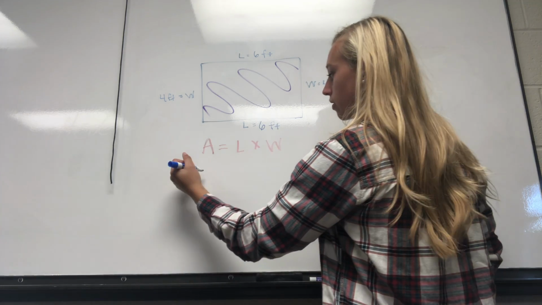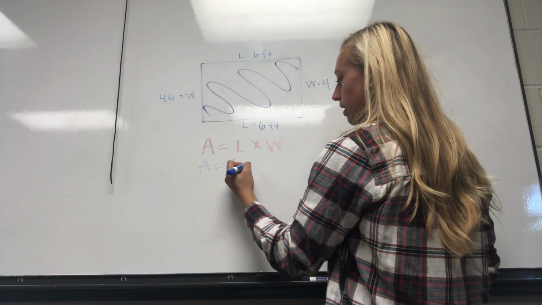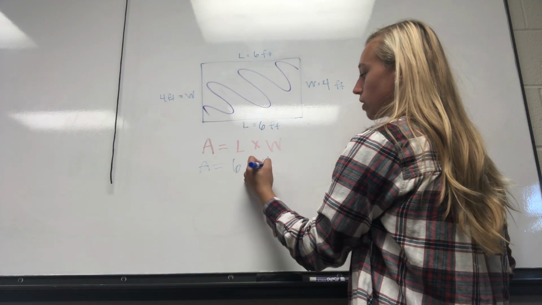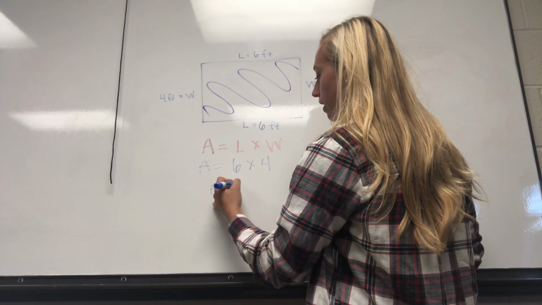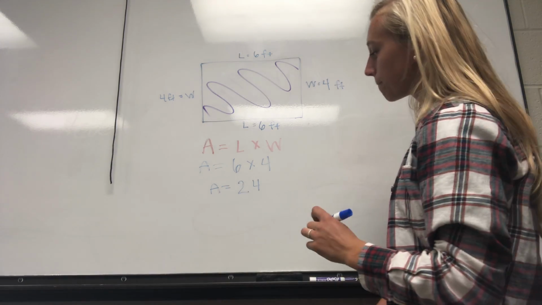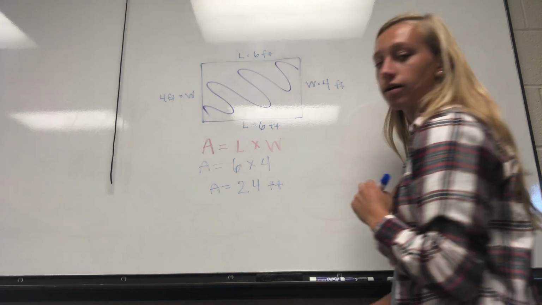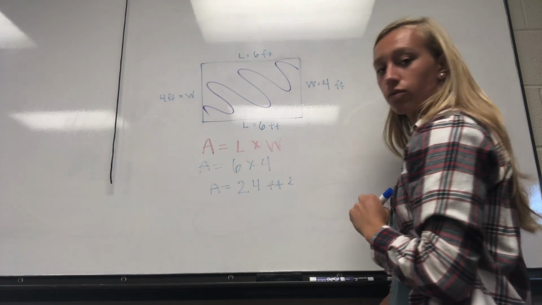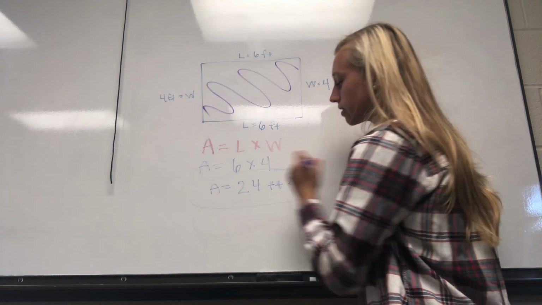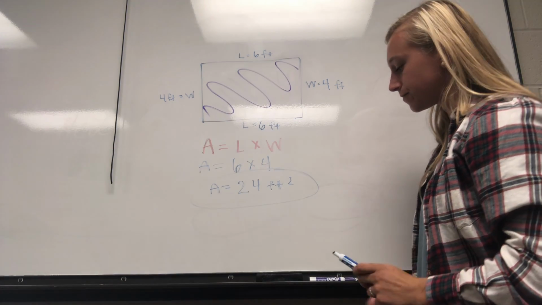So to move on, let's plug these in. And our length is 6, so we'll plug that into L, and our width is 4, so we'll plug that into W. And then 6 times 4 has our area being 24. And then we have to add a unit, so that unit will be feet. And we have to make sure we square it because the area is squared. So we square it, and our answer is 24 feet squared for the area of this rectangle.